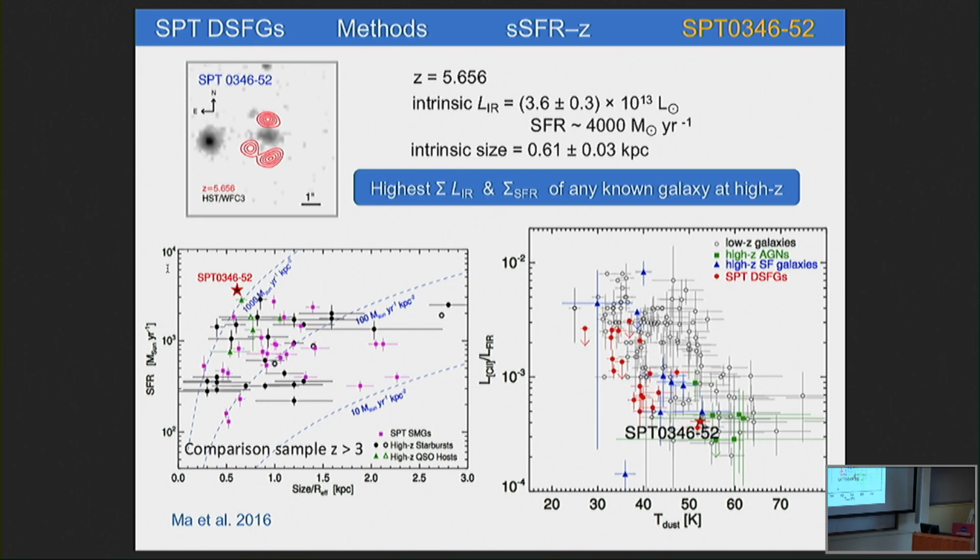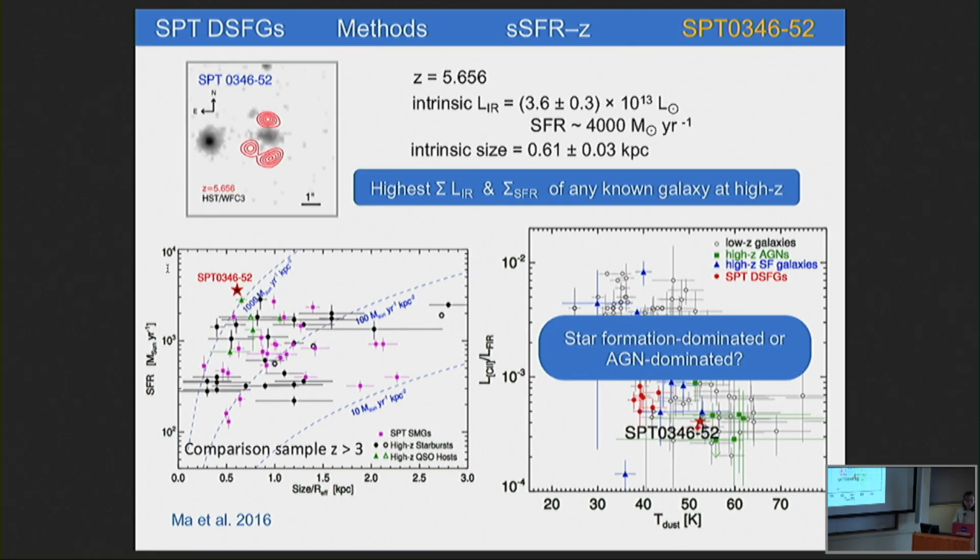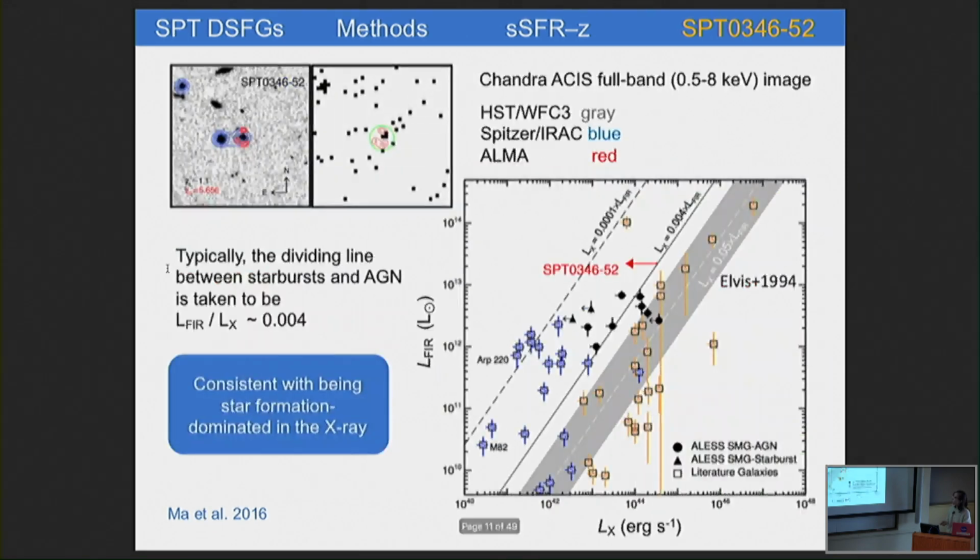So we suspected maybe there's an AGN that's contributing to the huge IR luminosity that we see. So the question was, is it star formation dominated or AGN dominated? To look for an AGN, we asked for Chandra X-ray data. This is the Chandra ACIS full band image. A little bit surprising, we got a non-detection, so we could only put an upper limit on the X-ray luminosity.